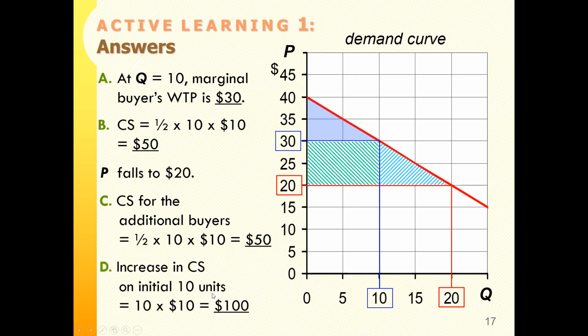And then there's also going to be an increase in consumer surplus on the initial 10 units. Why? Because those who were already buying it can now afford to buy it at a cheaper price. And this is represented by the rectangular area shaded green here. The area of a rectangle is the length times the breadth. And so the length is the difference between the initial price and the new price. The initial price is 30, the new price is 20. The difference is $10. And the horizontal distance from 0 to the initial quantity is also 10. So the breadth is also 10. And so the area of the rectangle is 10 times 10, which brings us to $100.